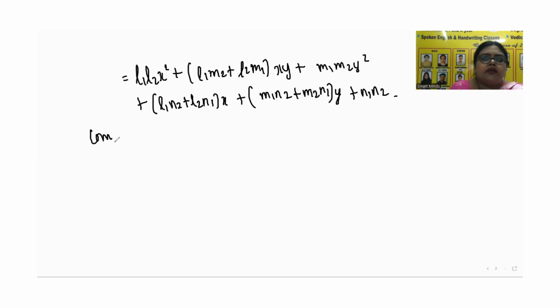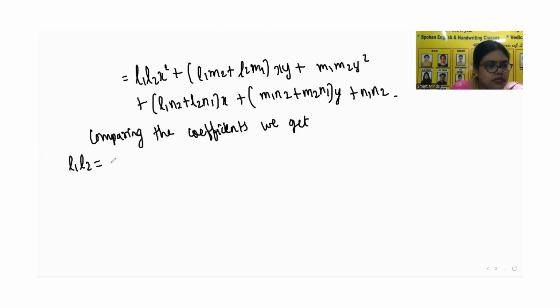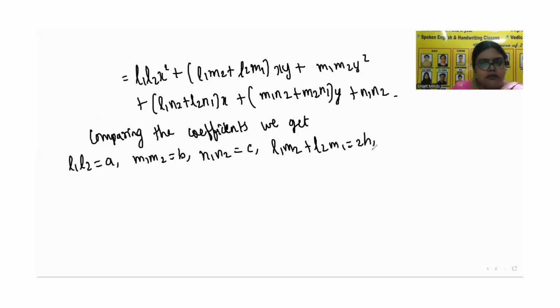Now if we compare the coefficients, we get L1 L2 is equal to A, M1 M2 is equal to B, N1 N2 is equal to C, L1 M2 plus L2 M1 is equal to 2H, L1 N2 plus L2 N1 is equal to 2G, M1 N2 plus M2 N1 is equal to 2F.